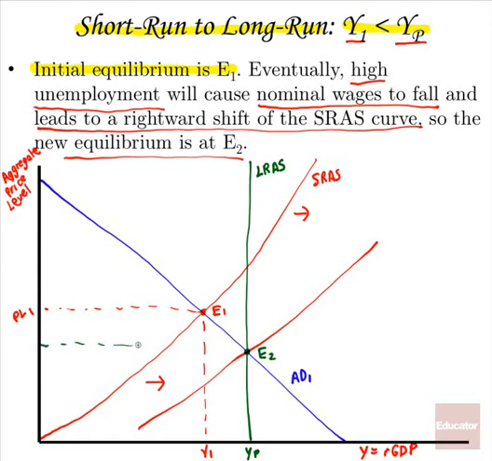And the price level goes down. So if the government doesn't mess with the aggregate demand, then in the long run the SRAS will shift to the right, as shown right here, because nominal wages will decrease.